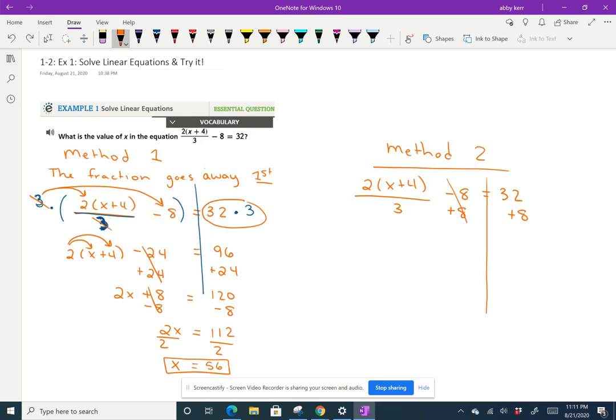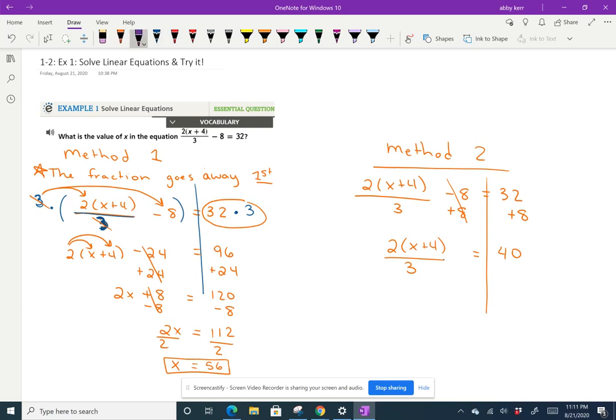You don't want to yet. So 2 times the quantity x plus 4, all divided by 3, equals 40. Now notice in method 1, we took care of the fraction first. Well, now we're taking care of the fraction second. It's going to be the same, actually.